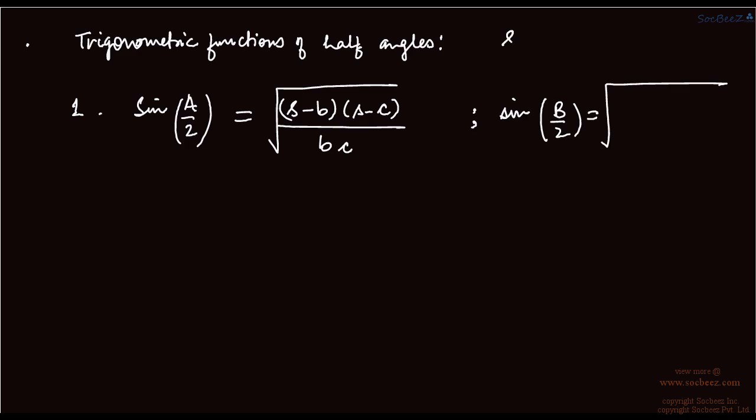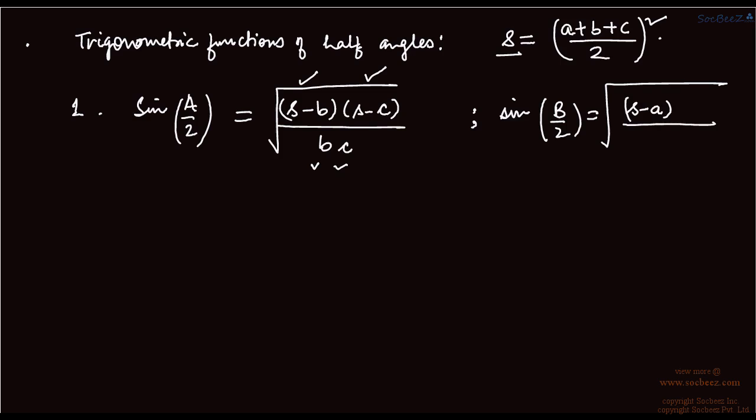Well, let me define s. S is (a plus b plus c) by 2, that is the semi-perimeter of the triangle. You add all three sides and divide by 2, you will get s. So for sine A by 2 it is s minus b, semi-perimeter minus side b, semi-perimeter minus side c, upon b and c. Sine B by 2 will be semi-perimeter minus a side, you just ignore the a in here, and ignore b in the denominator. So (s minus a)(s minus c) upon a and c. We have ignored b in this case.